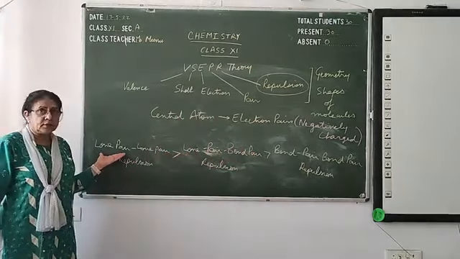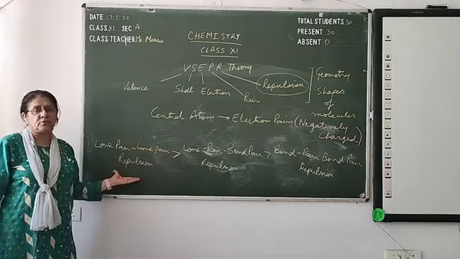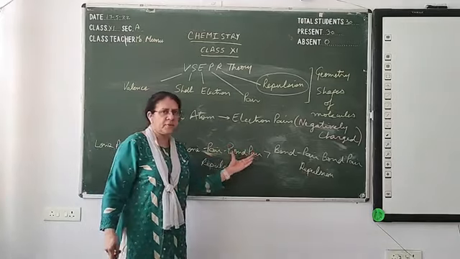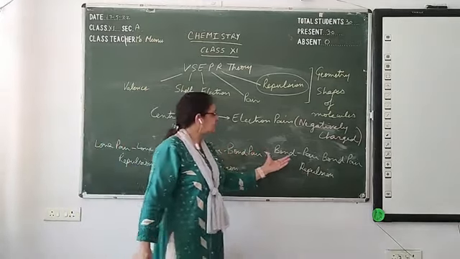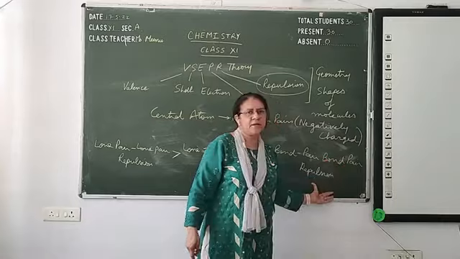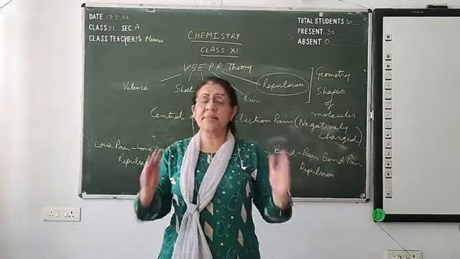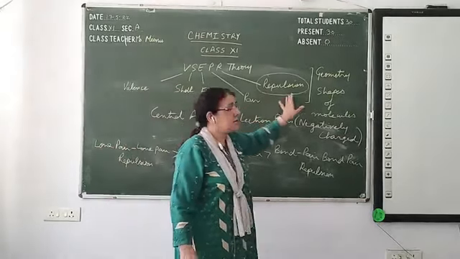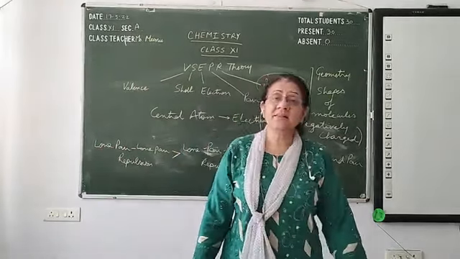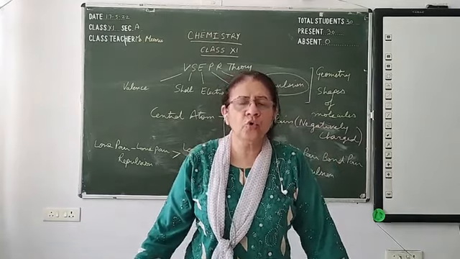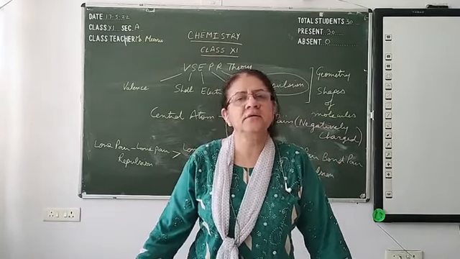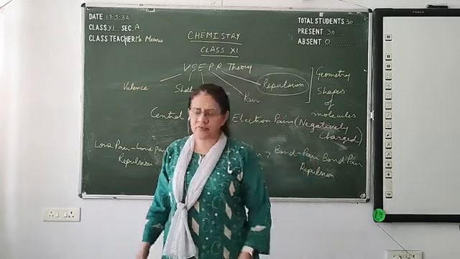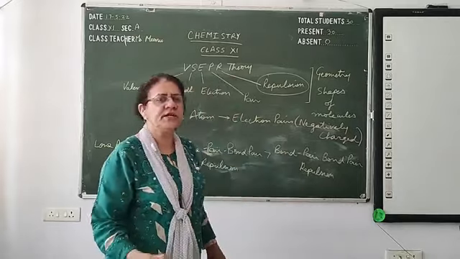So we have to remember that the lone pair repulsion is greater than lone pair bond pair repulsion, which is greater than bond pair repulsion. And this is the basis of valence shell electron pair repulsion theory, and this will help us to know the geometry and the shapes of molecules. I am sure children you have understood well, and now we shall proceed further.